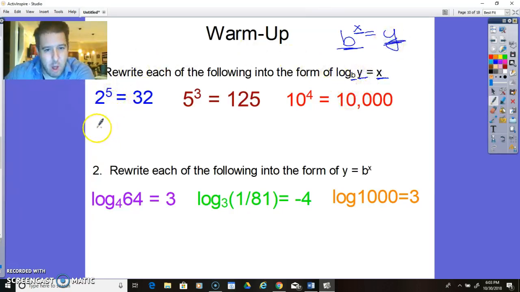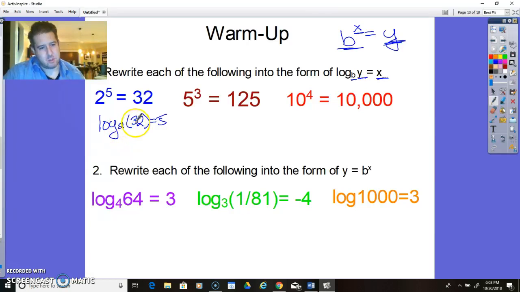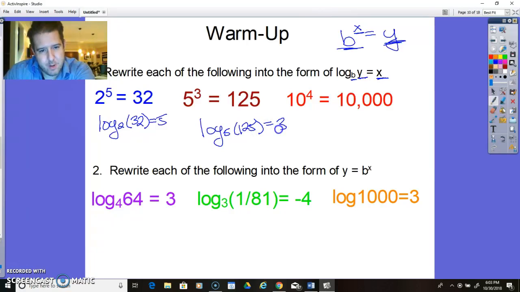So that means log means what power? So log base 2 of 32, and the answer would be 5. So 2 to the 5th power is 32. So log base 2 of 32 is 5. So this question is log base 5 of 125 is 3.